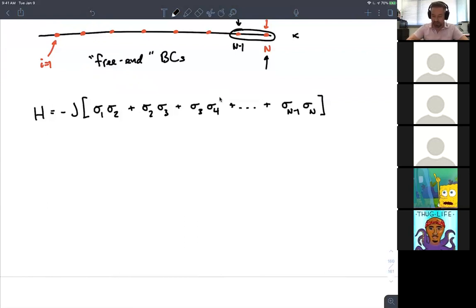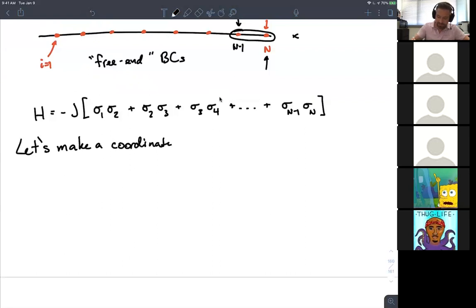But it turns out that just leaving it like this is kind of a mess. And so what we're going to do is change variables. So let's make a coordinate transformation to make this easier. Okay, so the variables I'm starting out with here are just my spins, right? And I'm going to change these variables to something else.